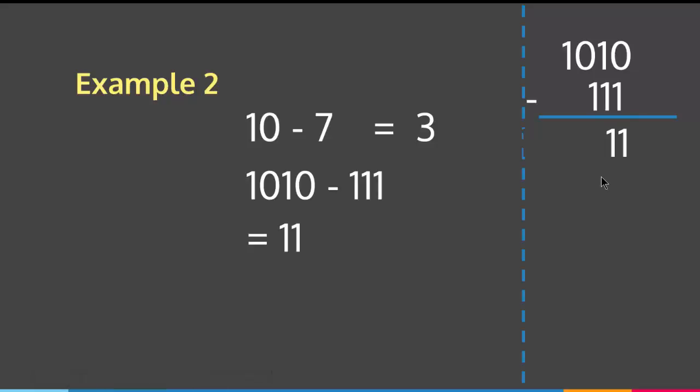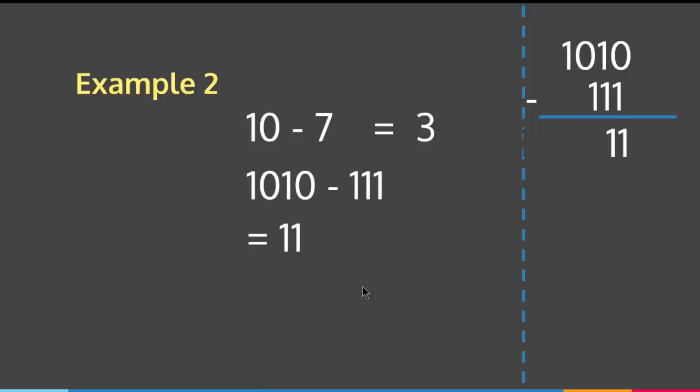So 10 minus 7 equals 3 in decimal. 1010 minus 111 in binary equals 11. 11 is 3 in decimal. Okay, so that is basically how we do subtraction in binary numbers. So as simple as that.